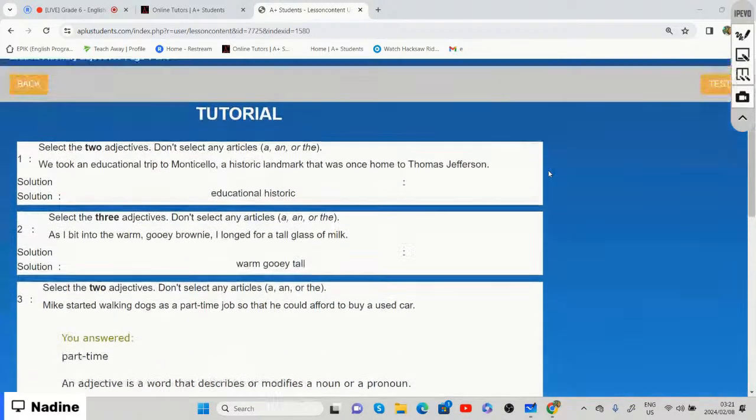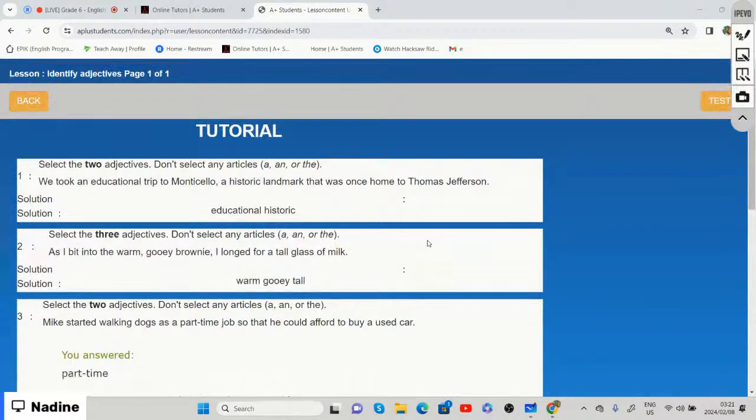All right. So now we're asking ourselves questions. It says we need to select the two adjectives, right? And when it comes to adjectives, do not select any articles like a, an, or the, because we are describing or modifying the noun, right? So select two adjectives and don't select any articles. Don't select a, don't select an, and don't select the.